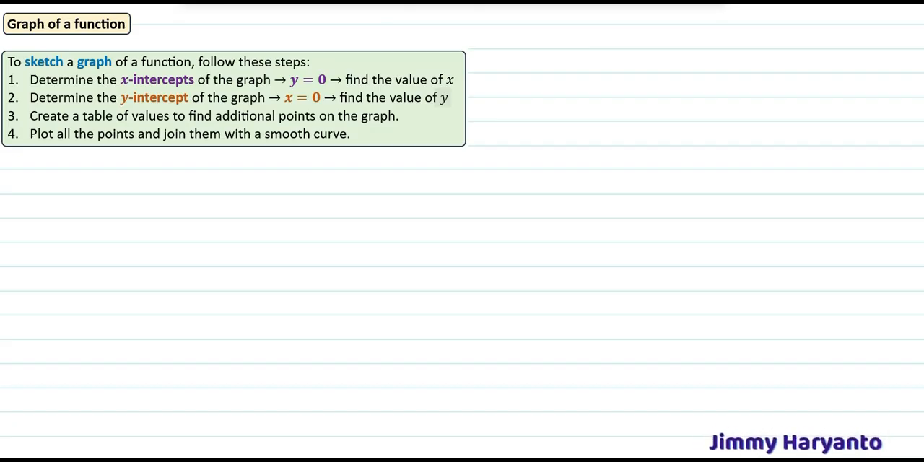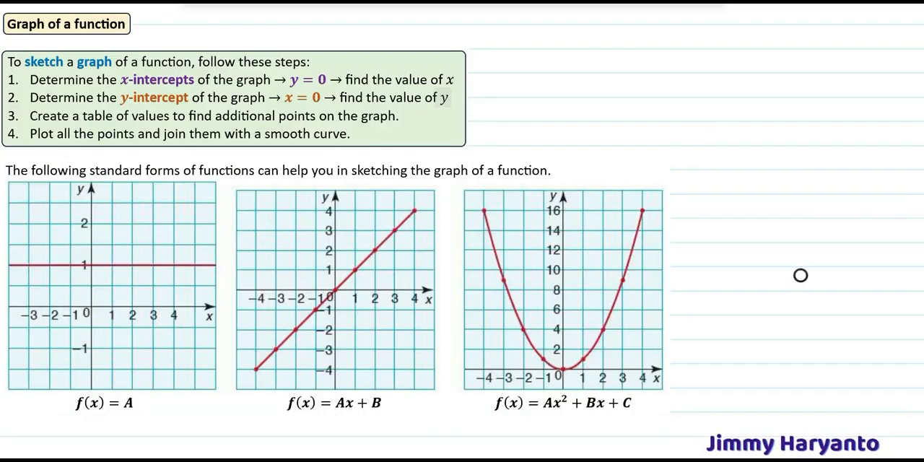Third, to make the sketch or drawing easier, you can create a table of values to find additional points on the graph. Then you plot all of the points that you already have and join them with a smooth curve, or if it is a straight line, you join them with a straight line. To help you draw the functions properly, maybe you want to memorize the shapes of the curves for some of the functions.